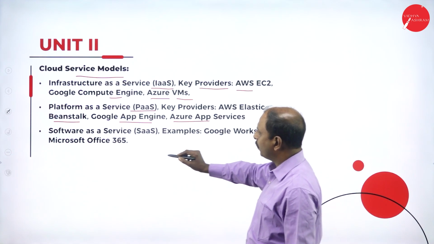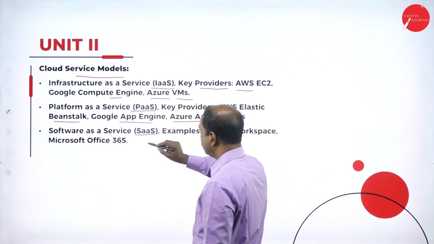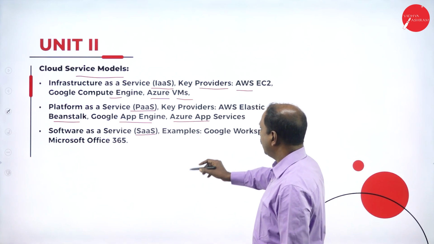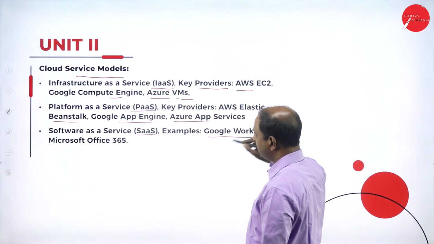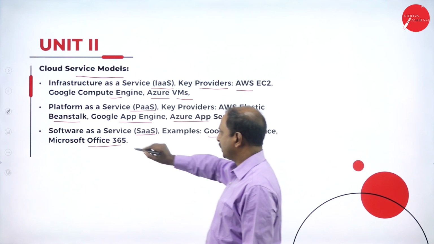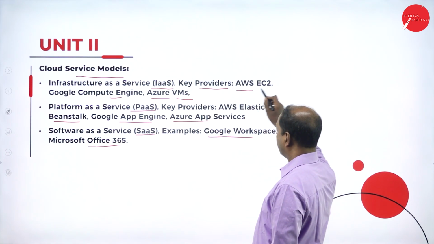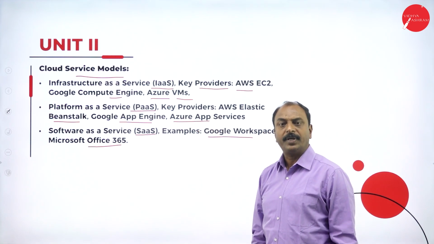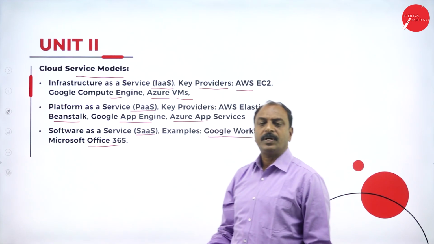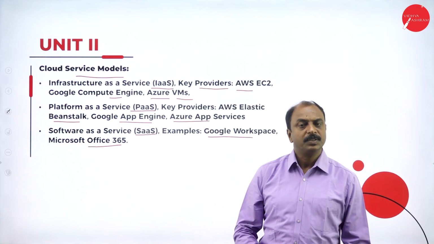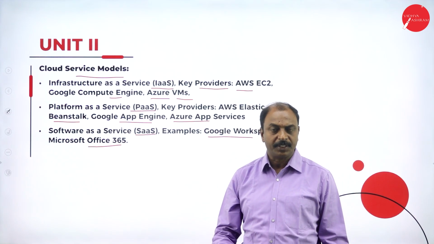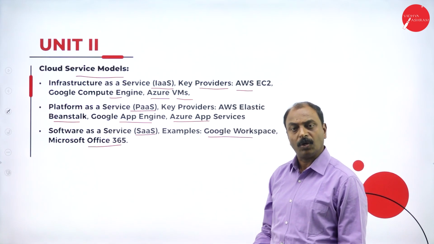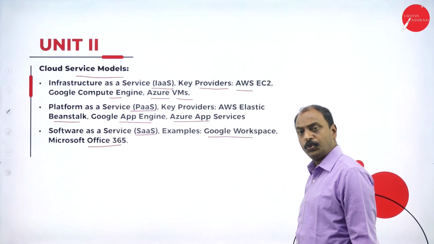And again, one more model is SaaS, that is software as a service. This is one of the models. An example is Google Workspace and Microsoft Office 365. These are the service providers, and this is an example for cloud services with different models. So in unit 2, we are going to discuss different models along with their architecture, structure and functions along with the benefits and drawbacks. That is in unit 2.